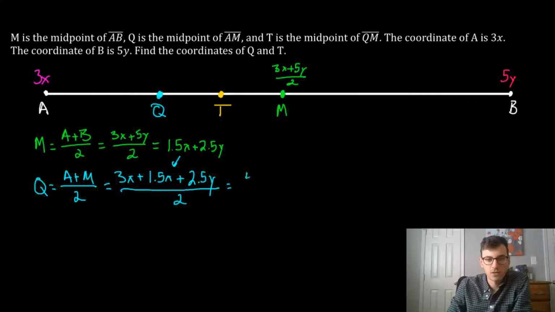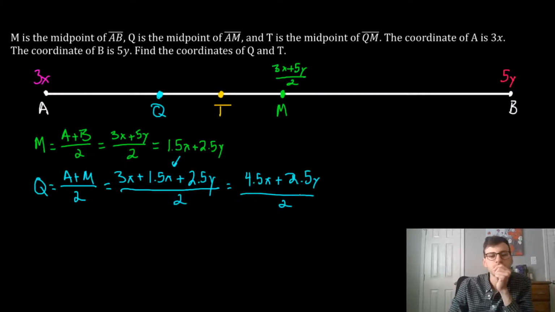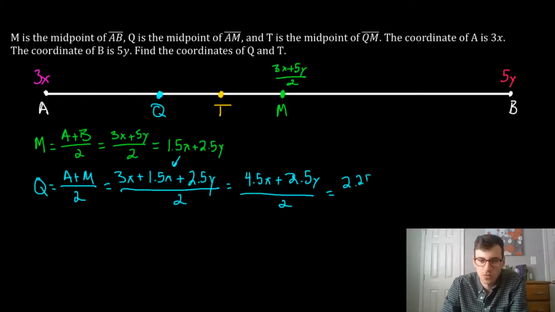3x plus 1.5x is 4.5x plus 2.5y divided by 2. And yeah, we can divide these without rounding. So I'm okay with that. It's maybe not great, but we don't have to round. As long as you're not rounding when you divide your fractions, then I feel really good about that. If we had to start rounding, then I would just leave it as a fraction. Let's go one more. So 4.5 divided by 2 is 2.25x. 2.5y divided by 2 is 1.25y.